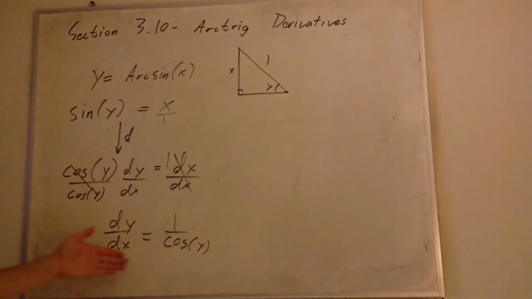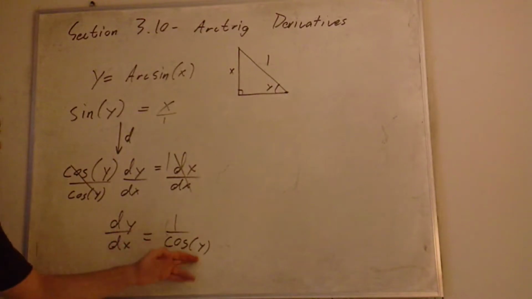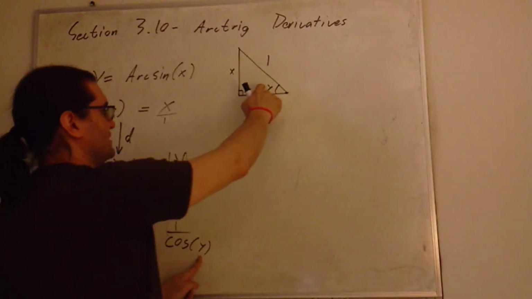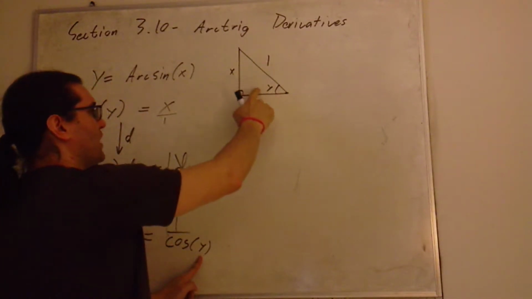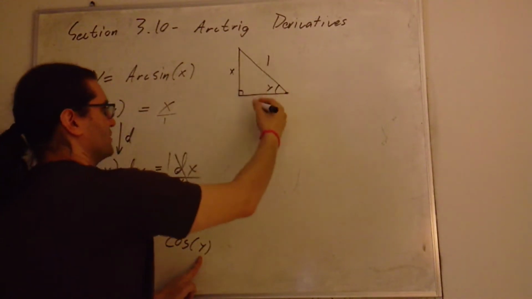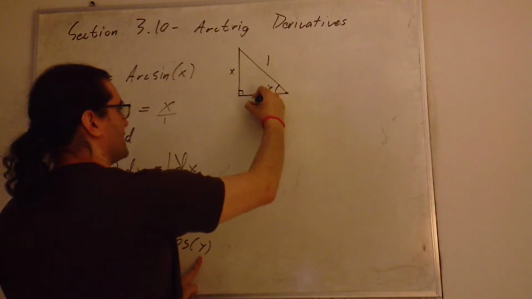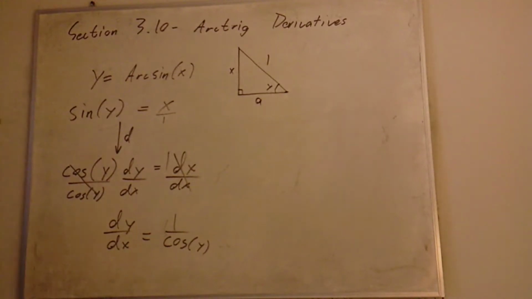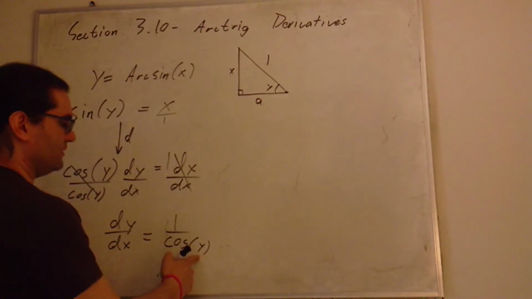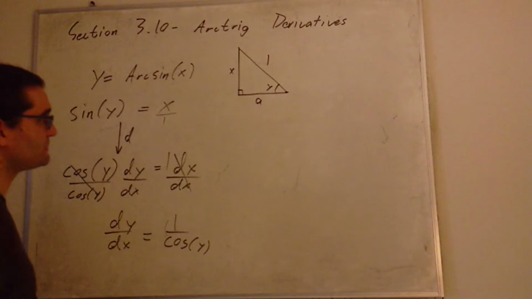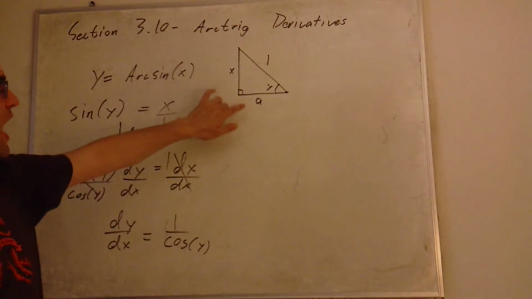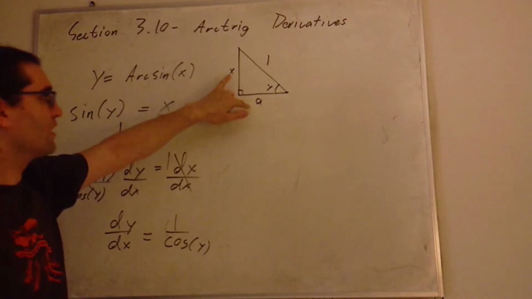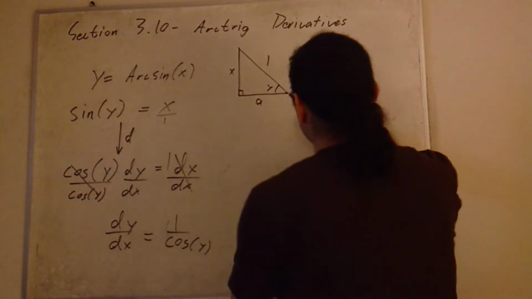dy over dx equals 1 over the cosine of y, which means I need to know what this cosine is. The cosine of y is going to be the adjacent side over the hypotenuse, so whatever this value is, I'll call it a for now, a for adjacent. A over 1 is going to be this cosine. I need to express a as a function of x. And here's how I can do that.